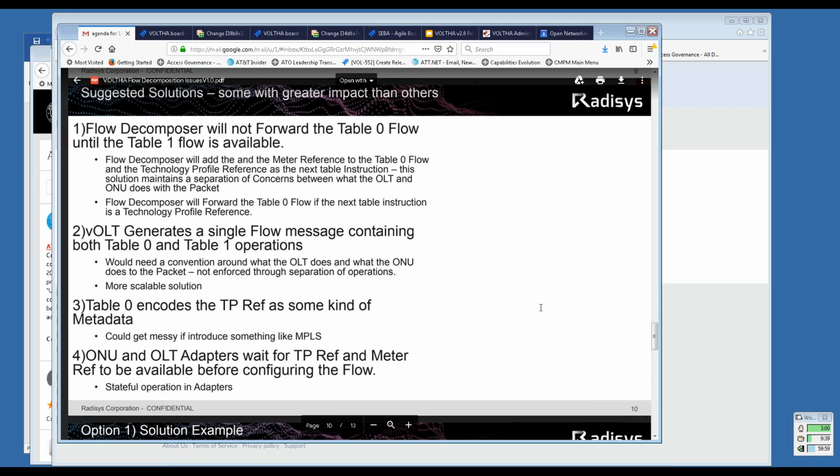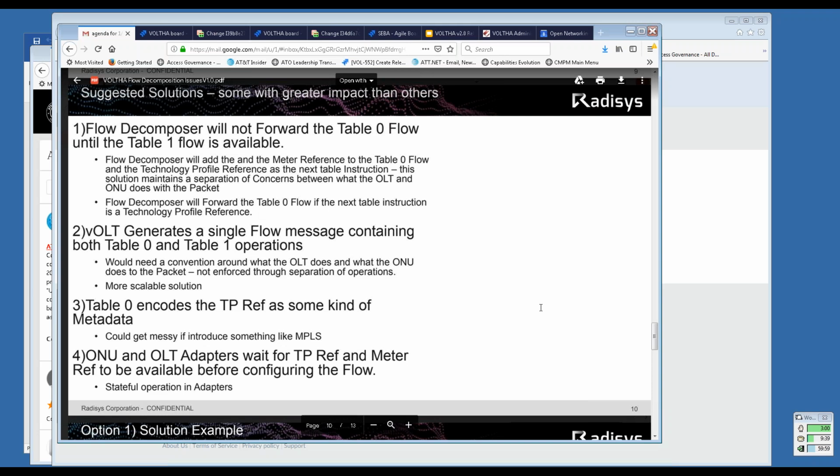Is that right? Yeah. So that's what I put down in the flow sequence diagram, that maybe the flow decomposer wouldn't really need to know, right? It could just pass those off to the OLT and ONU. So it really doesn't decompose anything then. Right, it wouldn't. It'd be forwarding, I guess, or routing it, or however you want to say it. So is there a need for a flow decomposer at that point then?